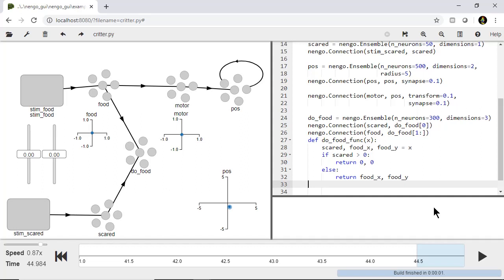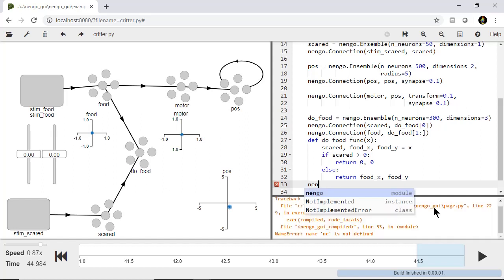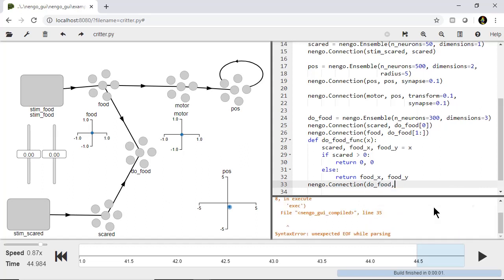Okay, it's a little bit weird. It's just the exercise of taking algorithms, the things that we would normally describe as commands, and trying to turn them into a mathematical function such that the neurons can approximate that function and do what we want. Okay, so this sort of thing is what we end up with. And we have a connection now from doFood to motor, and the function is the doFood.